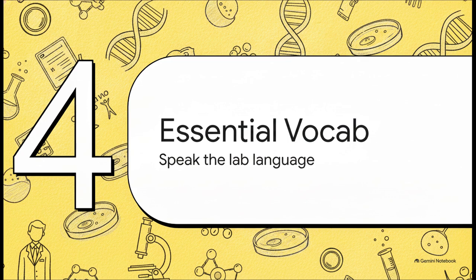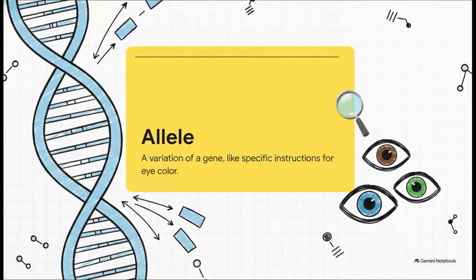All right, Section 4, Essential Pathology Vocabulary. Let's practice speaking the language of lab reports. First up on our vocab list is allele. I know, it sounds super complicated, but it's really not. If you think of a gene as a general recipe for eye color, the different alleles are just the specific instructions for blue eyes, brown eyes, or green eyes. It's just a variation within a gene. Just keep it that simple in your head and you'll be totally fine.